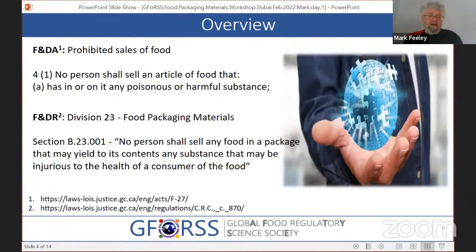Specifically, in order for food packaging to comply with this general provision that no person shall sell an article of food that has in it any poisonous or harmful substances, there's a specific division of the Food and Drug Regulations, Division 23, which is specific to packaging materials. Essentially, it provides another umbrella statement that basically means that you cannot package a food in a material if that material has the potential to transfer any substance which might be poisonous or harmful, in this case, injurious to the health of the consumer.